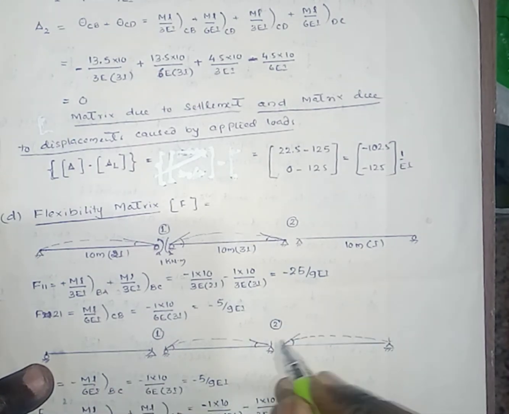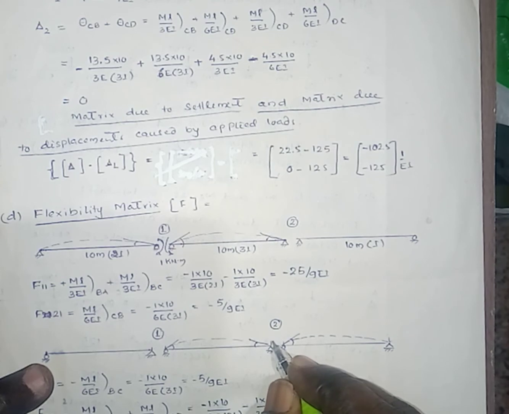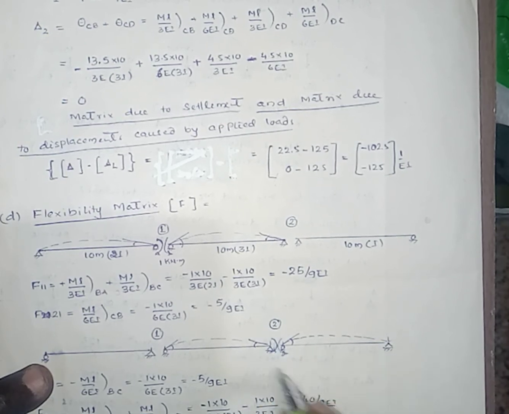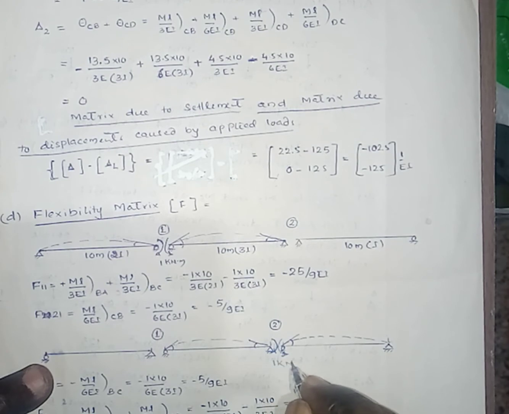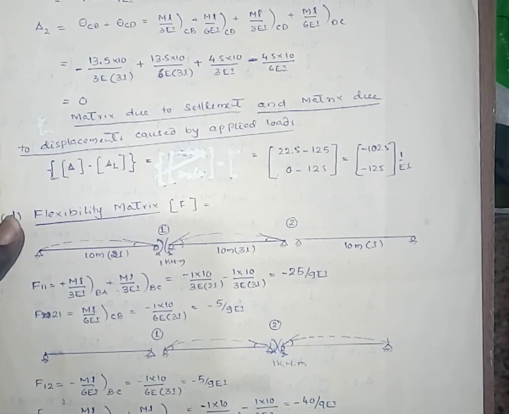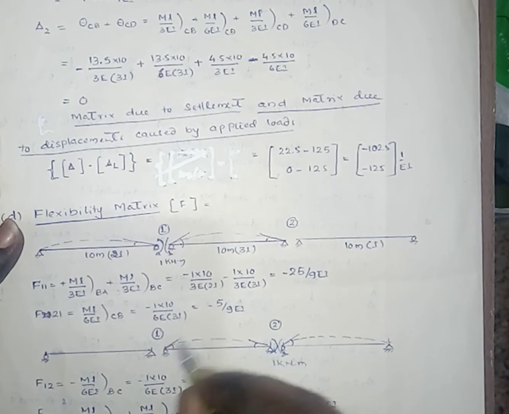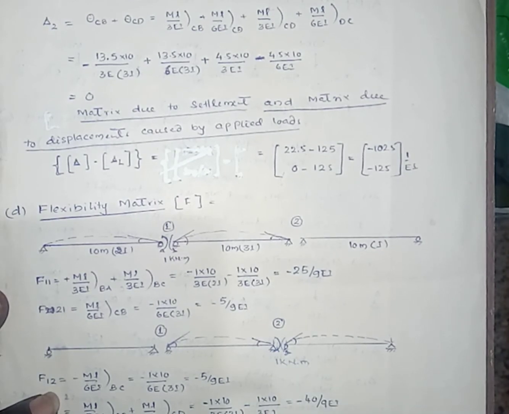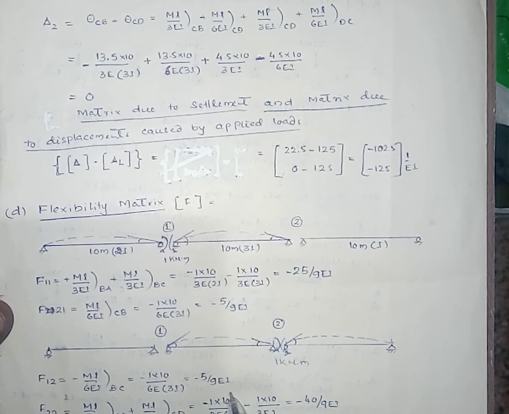Now we can apply the unit moment at coordinate 2 in place of the redundant MC. Then here this one is 1 kilonewton meter, that is here we can assume the direction of the redundant. In place of redundant we can apply the unit moment, hogging moment. Then F12, displacement at 1 due to the unit moment applied at 2, that one is minus ML by 6EI, that is by substituting the values minus 1 into 10 divided by 6E, the moment of inertia for this span is 3I, that is minus 5 by 9 EI.